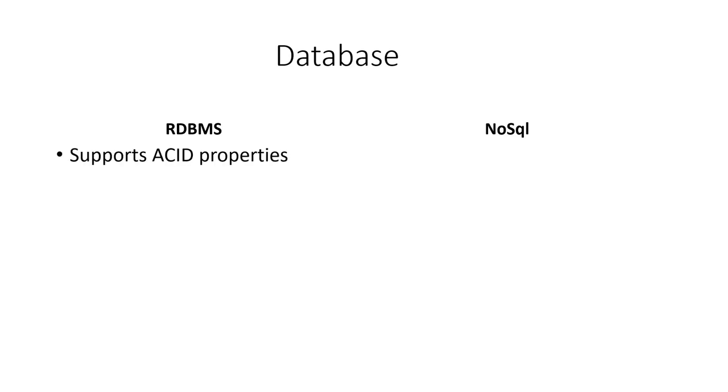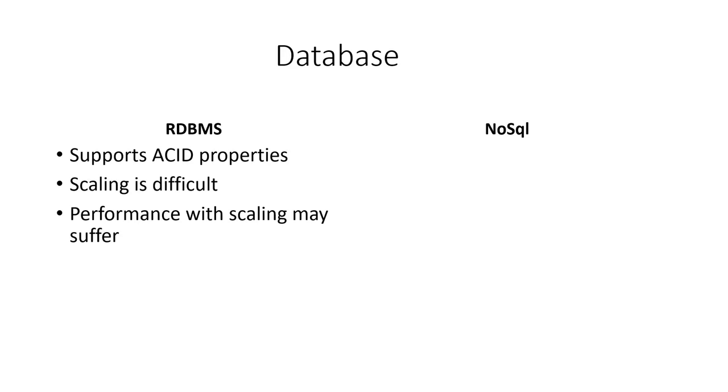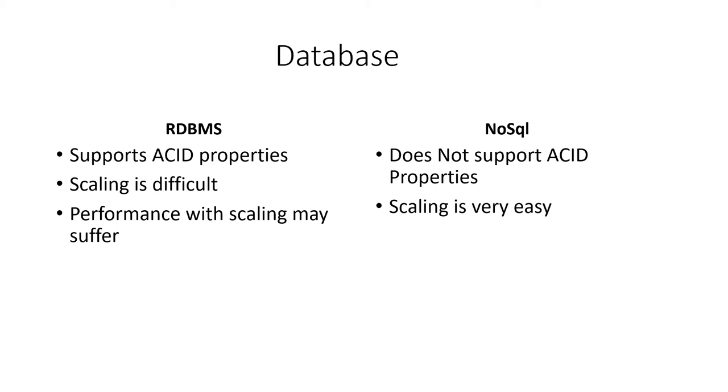Since a relational database supports ACID properties, but scaling is difficult, the horizontal scaling, and performance with scaling may suffer, because if you use multiple shards, then joining them back and keeping schema information and then reverting back the information may be difficult. But a NoSQL database does not support ACID properties out of the box. You can implement ACID properties via code, but scaling is very easy. You can horizontally scale the NoSQL database because it is schema-less and the performance is better.